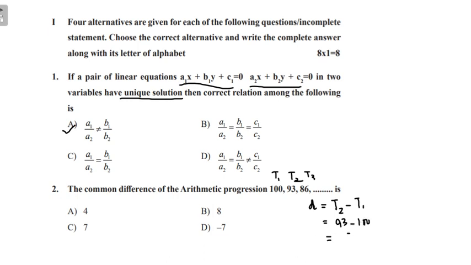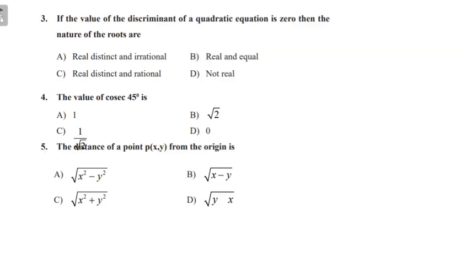Is it only 7 or minus 7? Here 100 is greater, so here you get minus 7. So the correct answer is option D. Then moving on to the next question. Third question. If the value of the discriminant of a quadratic equation is 0, then the nature of the roots is. So whenever the discriminant is equal to 0, you have real and equal values, right? You have learnt it, real and equal values.